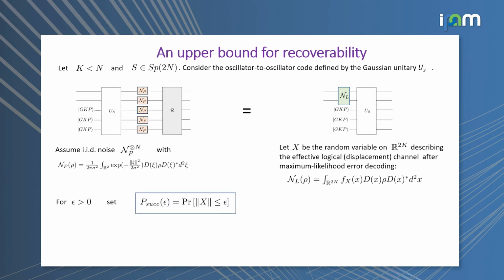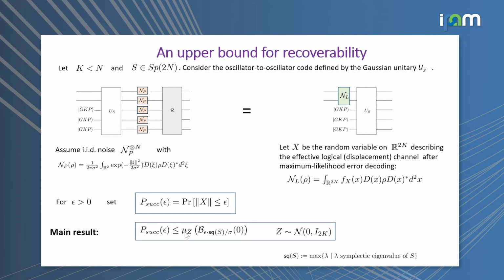And to quantify this, we use the following quantity. We just ask what is the probability that the norm of this vector is less than some given epsilon. And the main result we find is that this quantity is upper bounded by the probability mass under a standard Gaussian of a ball of radius epsilon times the squeezing of the symplectic matrix divided by sigma. So what this means is that to make this right-hand side close to 1, you need an amount of squeezing which grows as 1 over epsilon. In particular, you cannot make epsilon arbitrarily small without using encoding unitaries that use a lot of squeezing.